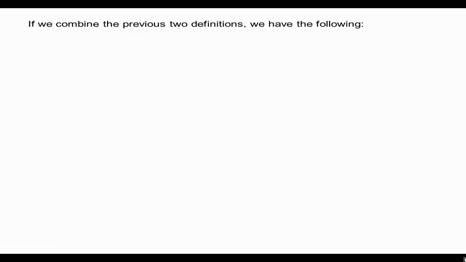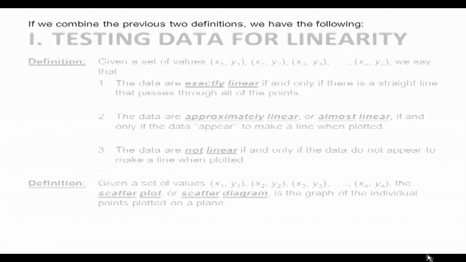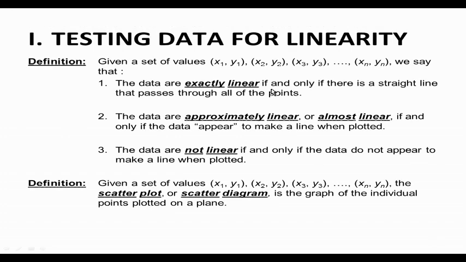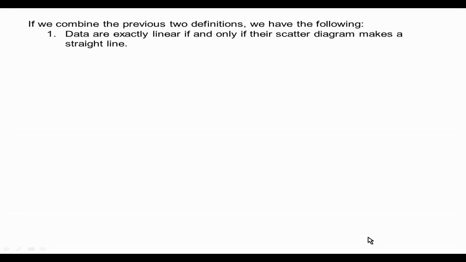Now, if we combine the previous 2 definitions, like the idea of linearity, approximately linear, and not linear, with the idea of the scatter plot, now, we will eventually show you in this section how to get a scatter plot using the calculator. We can make the calculator plot individual points. So, we have the following. Number 1, data are exactly linear if and only if their scatter diagram makes a straight line. So it's kind of like you can put a ruler up to your scatter plot and you can actually see all the points lining up.